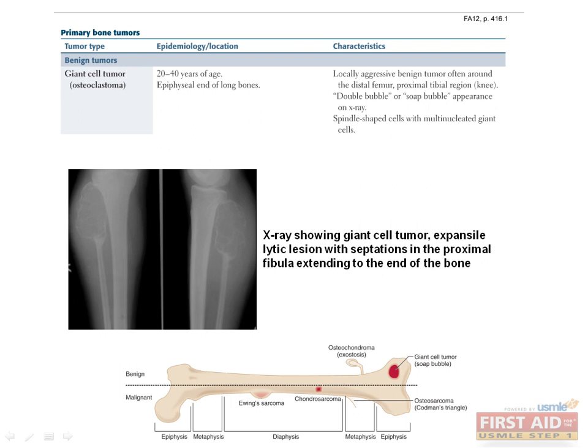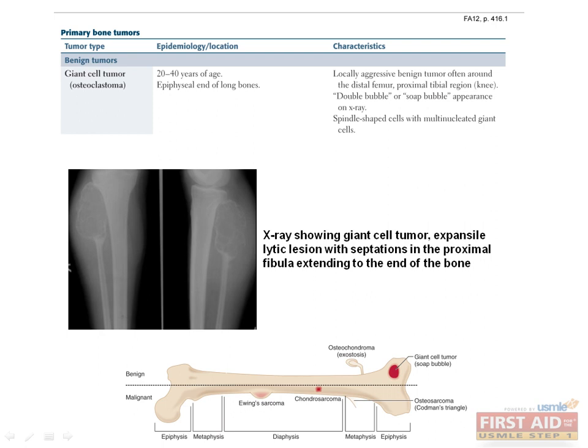They occur in the epiphyseal end of long bones. They mostly occur at 20 to 40 years of age, which is one of its distinguishing characteristics, as most other tumors tend to be in a younger population. They are locally aggressive and often occur in the distal femur. Classically, X-rays will show the double bubble or soap bubble appearance, and histologically, they'll show spindle-shaped cells with multinucleated giant cells. One more classic fact to know about giant cell tumors is that they are more likely to present in females.